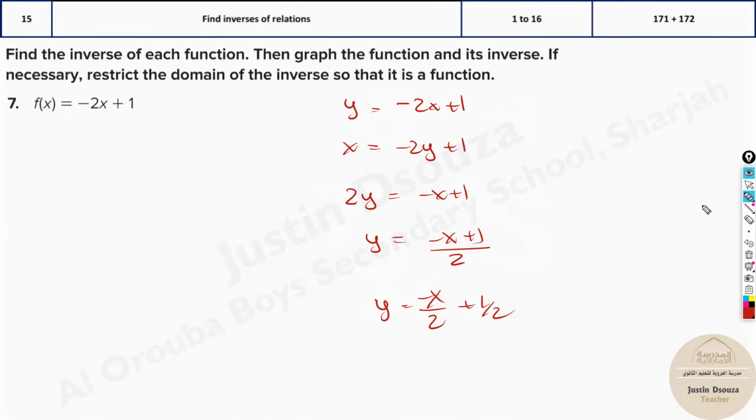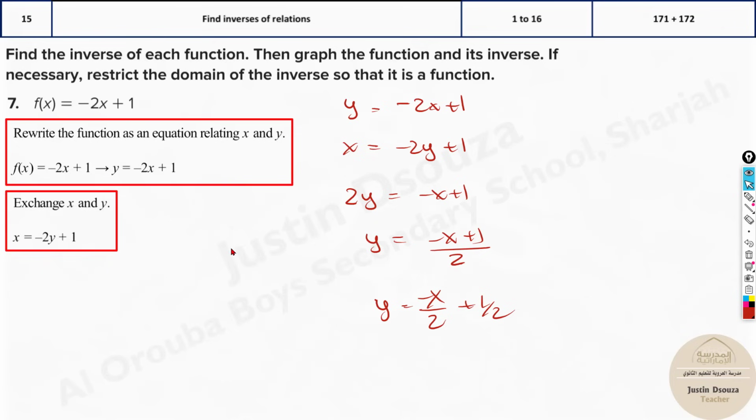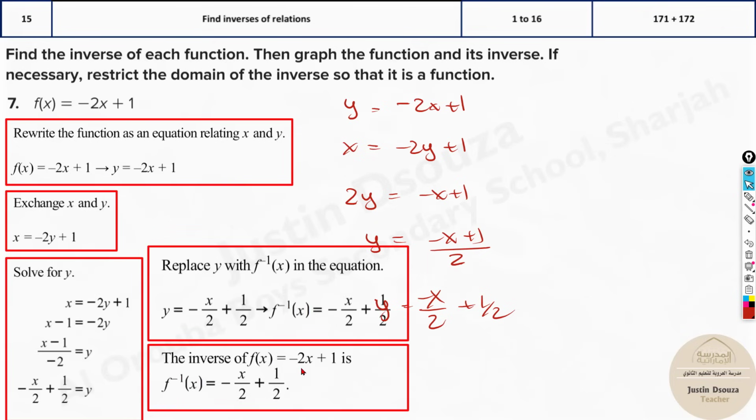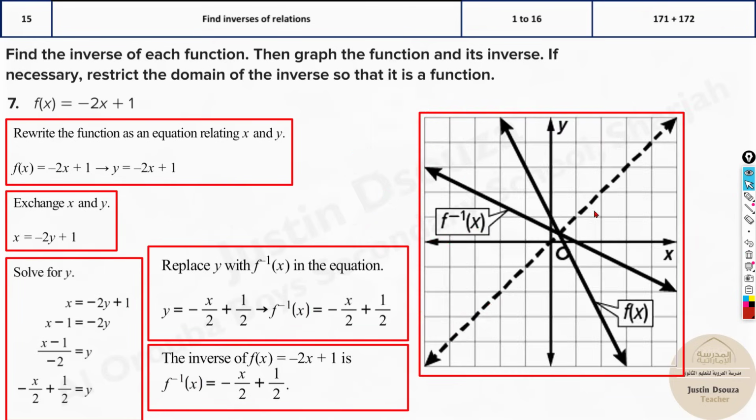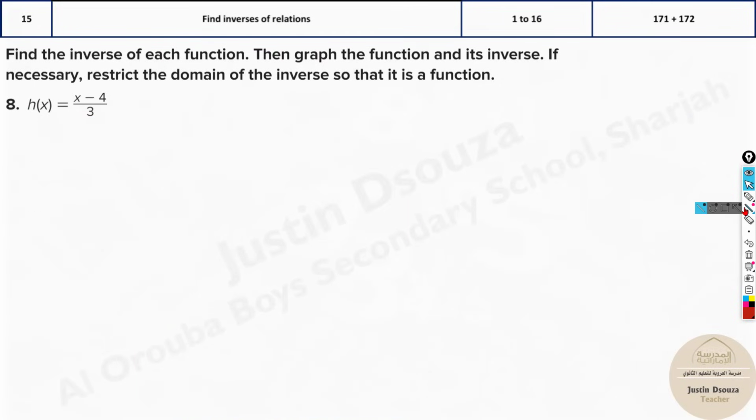That's the answer. So here you can see that's the answer, negative x by 2 plus half. And you can graph them up as well. Now if the graphs are given, by the table, right, mode 7, you can easily verify which is the graph. But generally they'll just ask for this equation. Over here as well, you can simply solve it up.